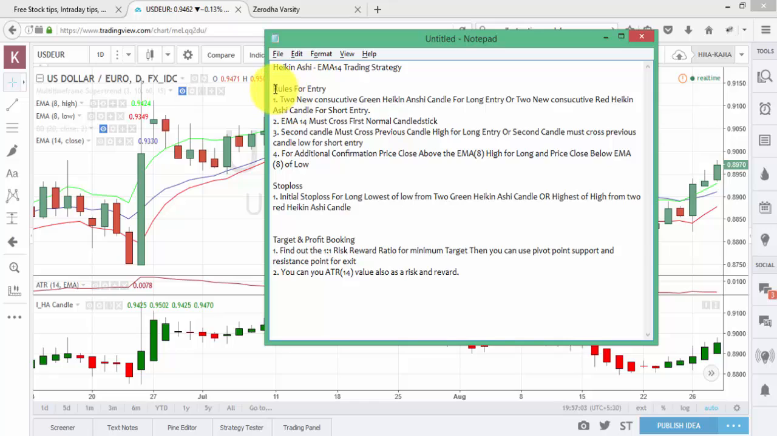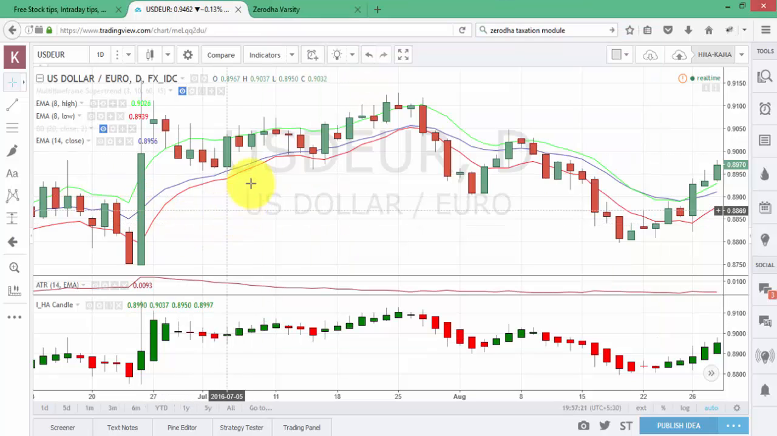Let's take a look at the rules for the entry. The first rule is to find two new consecutive green Heikin Ashi candles for a long entry, and two new consecutive red Heikin Ashi candles for a short entry. So let's take a look at this USD Euro daily chart. It is a normal candlestick chart, and here I am just showing you a Heikin Ashi chart for extra.